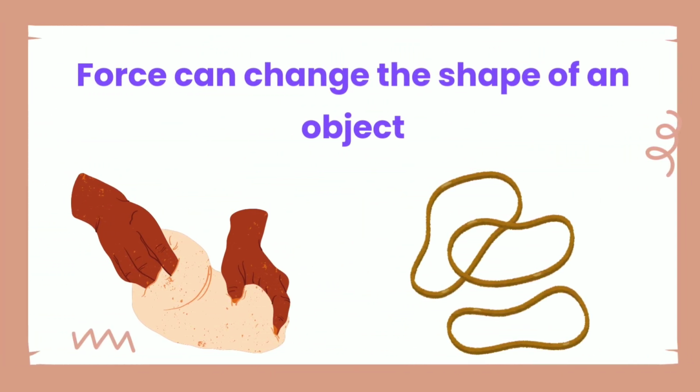Force can change the shape of an object. Let us find out how force can change the shape of an object. Can you recall what happens to the shape of a ball of dough when it is rolled to make a chapati? What happens when you press a rubber ball placed on a table? What happens to a rubber band when you stretch it? In all these examples, you saw that the application of force on an object may change its shape.